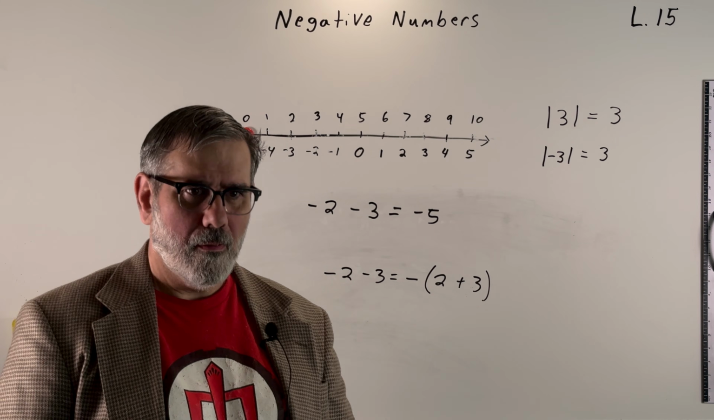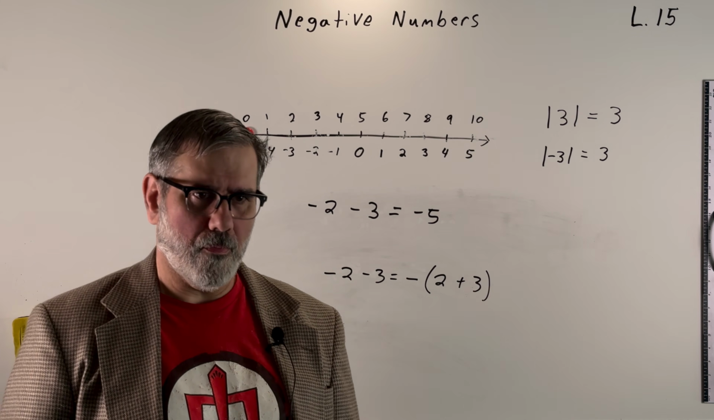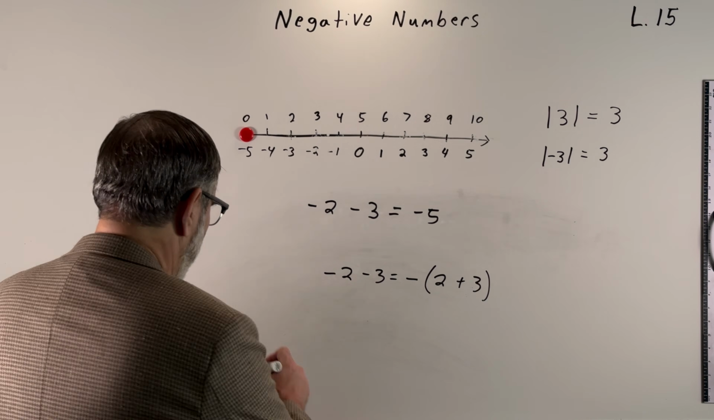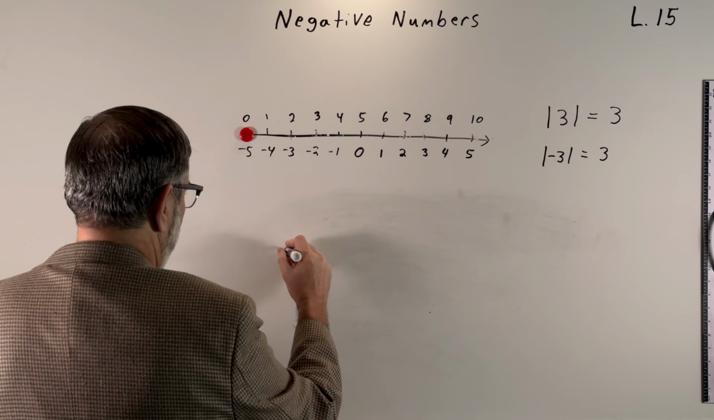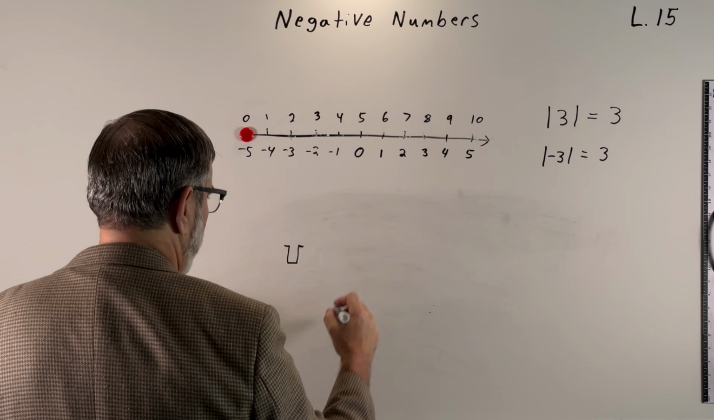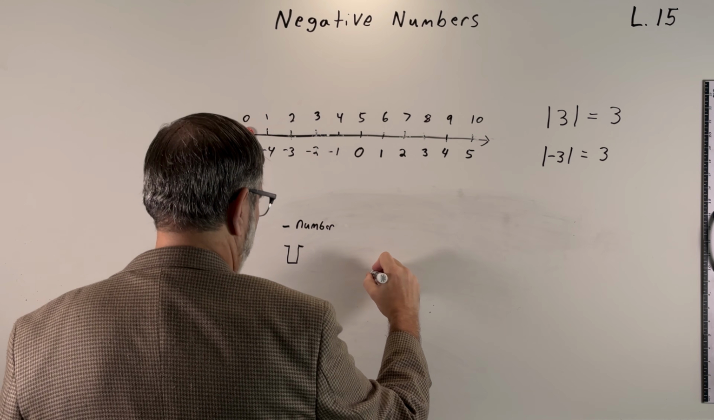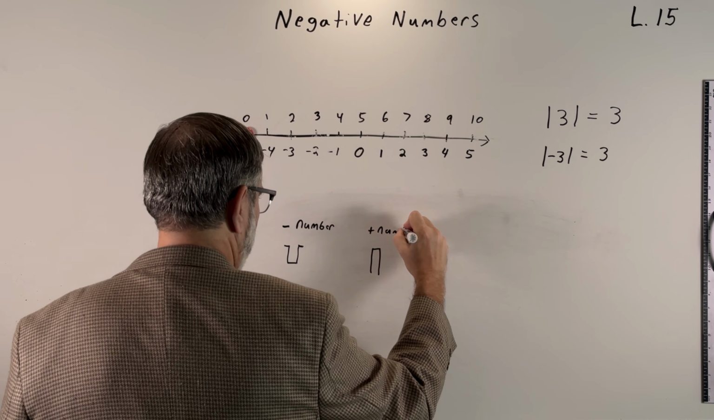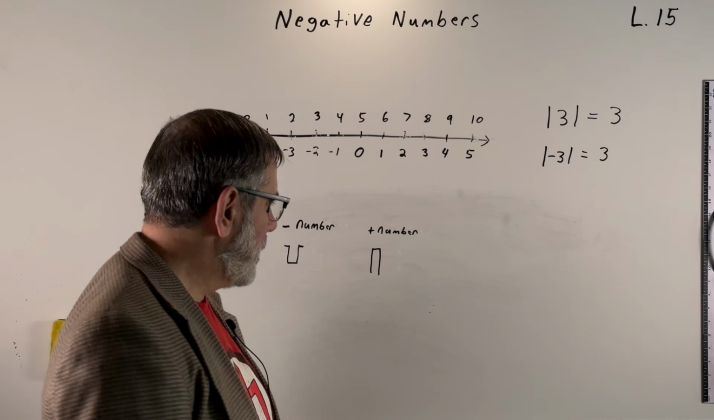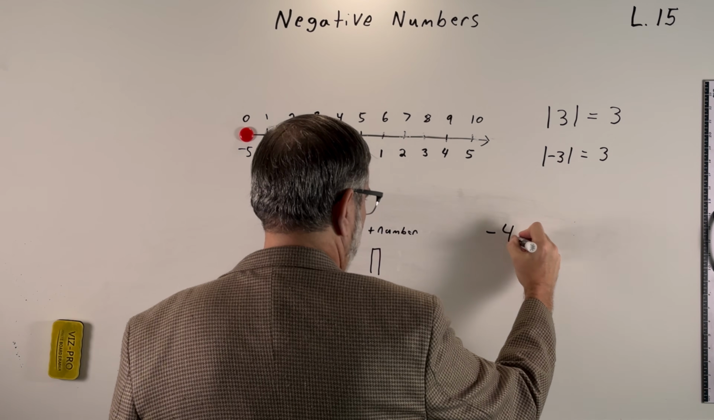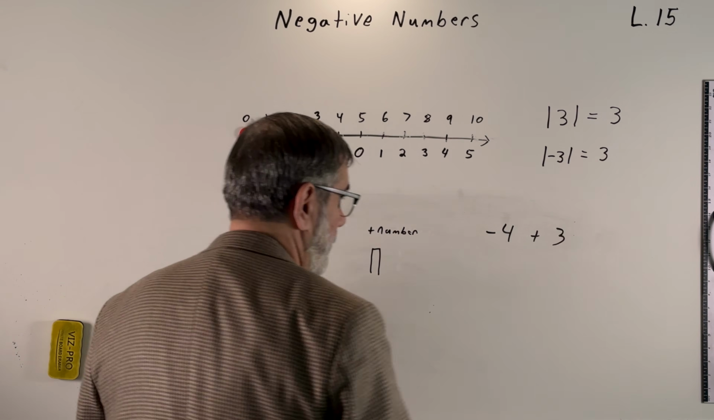So a post hole and a fence post, they're kind of the opposite of one another. And so you imagine a negative number as a hole, like this, and you imagine a positive number as a post. And so if I have a problem like, let's say, minus 4 plus 3.